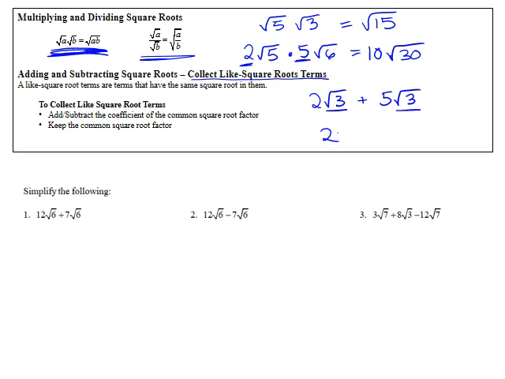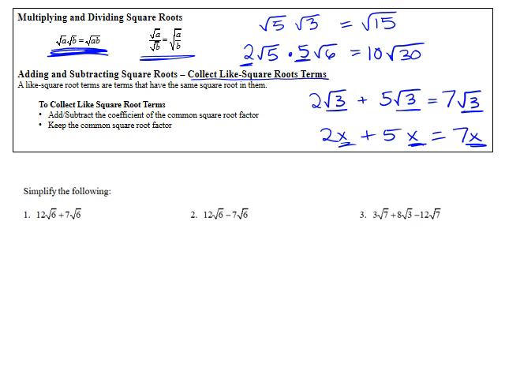And just like if we had 2x plus 5x, I could add those and get 7x, so the x stays the same. That's what we do with square roots when we're adding them. 2 plus 5 is 7, and we keep the common square root of 3. So it's very similar to how we would add polynomials. If there was a subtraction in between them instead of addition, we just subtract the coefficients.